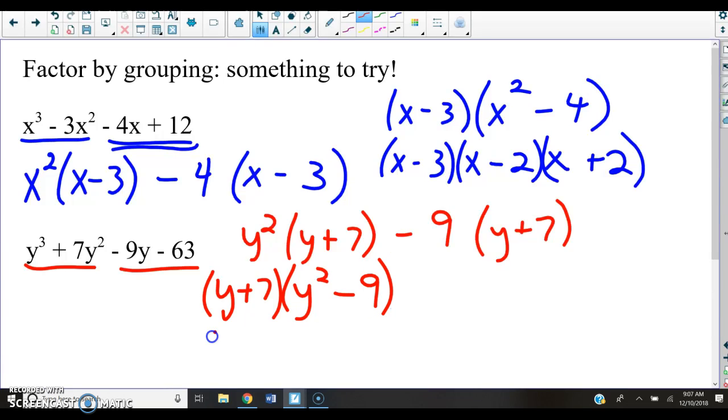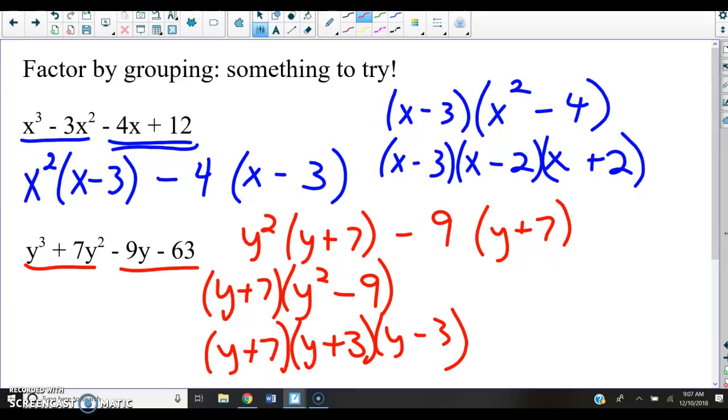And like the first example, the y squared minus 9 is going to factor again. Y plus 3, y minus 3. There are many times when that second one does not factor further, but here it does.